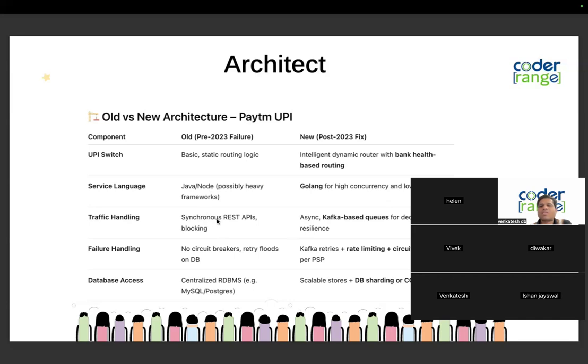Previously they were using synchronous REST APIs. Now they are using asynchronous and completely Kafka based communications. And previously the main problem they had is there was no circuit breaker and retry on DBs. This was something missing, and the Kafka retries and rate limiting have now been implemented. And also scalable databases with the CQRS pattern have been implemented. Okay. This is the core implementation they have done.